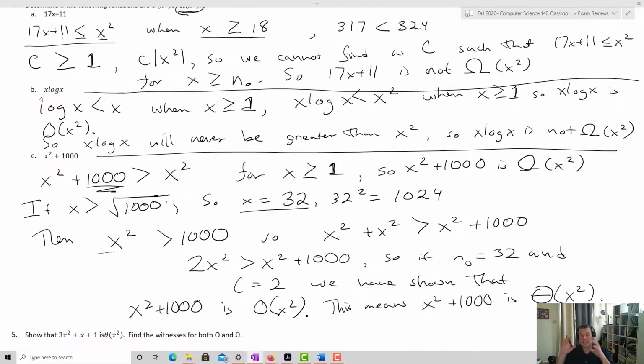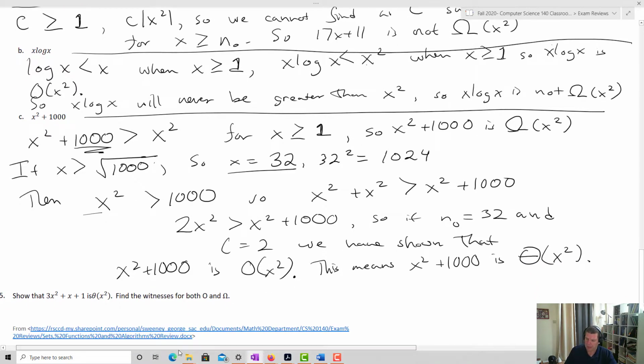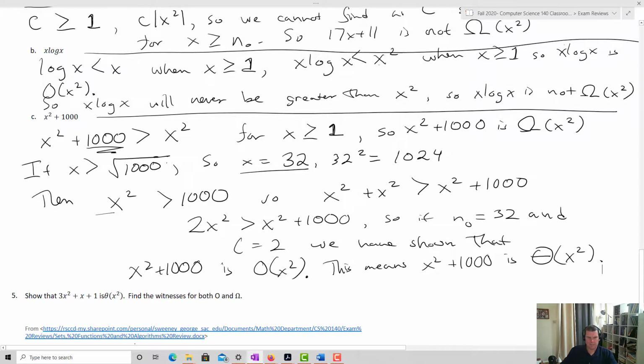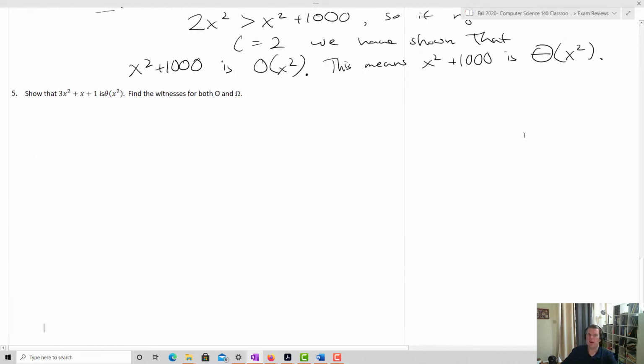So its worst case time complexity is x squared. We actually know exactly what we're going to get out of this function. When x gets really large, it's basically going to grow like x squared does, like a parabola. All right, now, show that 3x squared plus x plus 1 is theta of x squared. Find the witnesses for both O and omega.